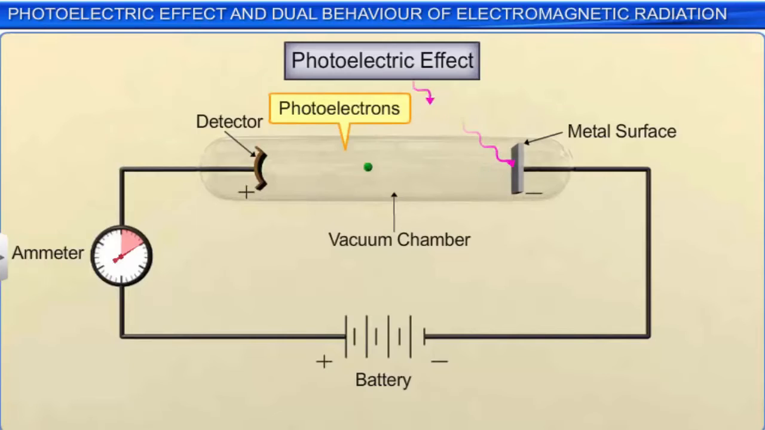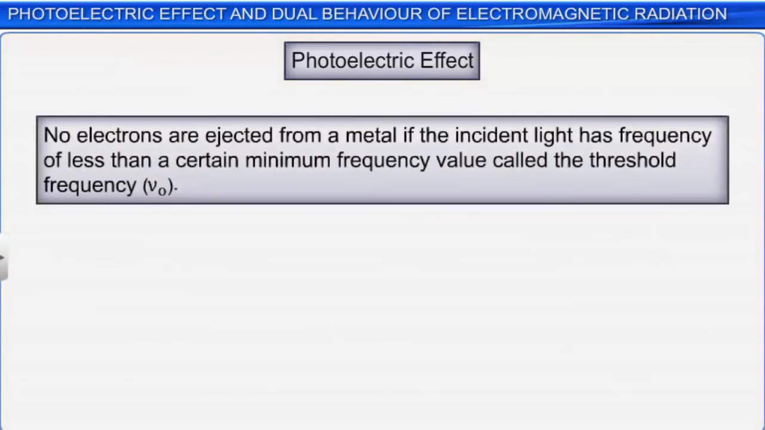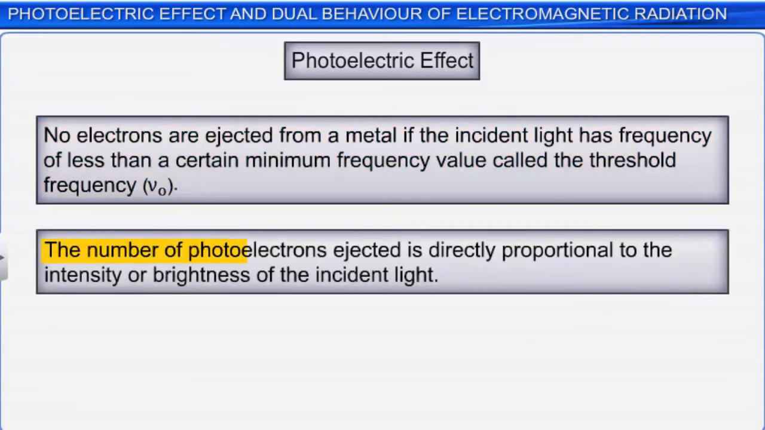The electrons thus emitted are called photoelectrons. The following observations were made in this experiment. The number of electrons ejected from a metal, if the incident light is of frequency not less than a certain minimum frequency called threshold frequency, is directly proportional to the intensity or brightness of the incident light.